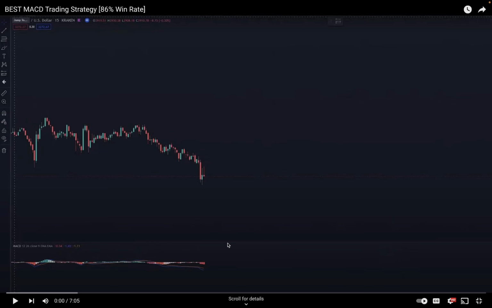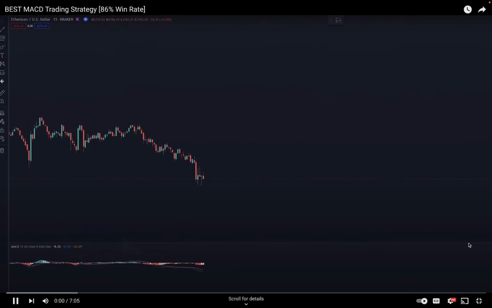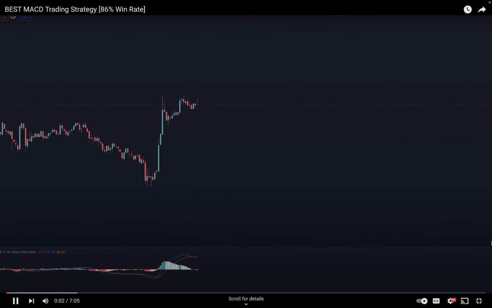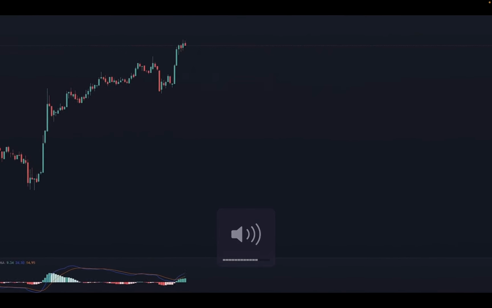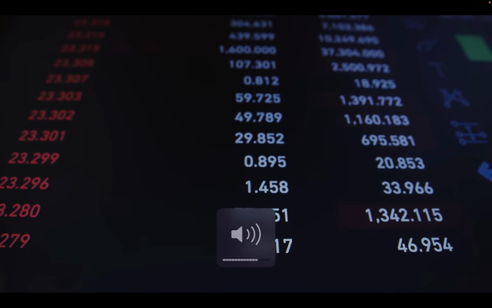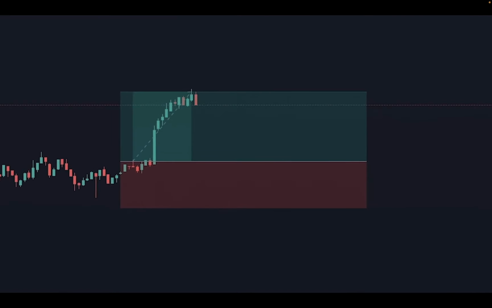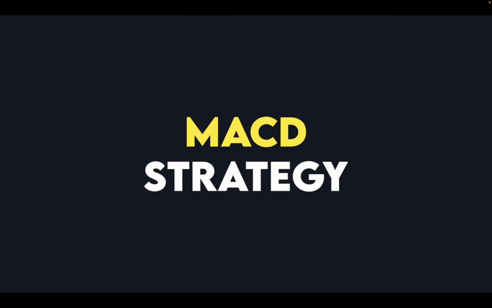Today we take a look at the strategy, how it works, so we can code the strategy and backtest it. Let's go in. This MACD strategy I'm about to show you is one of the highest win rate strategies you can possibly do in trading. It is very easy to use, works in almost every single market, and most importantly, it makes money. Well, enough talk, let's get straight into it.